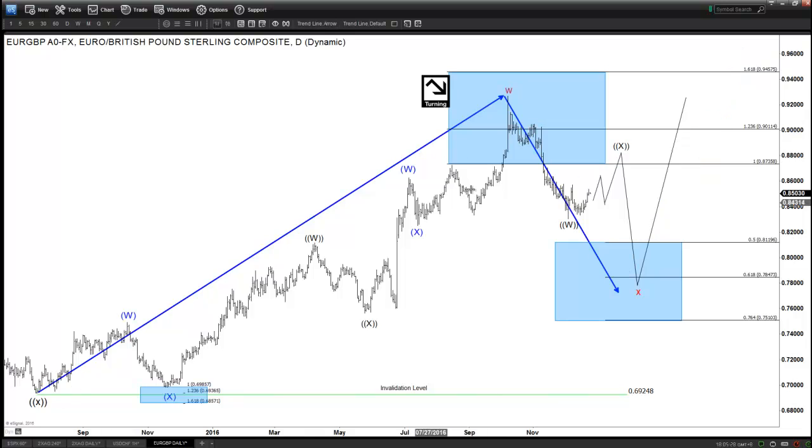So the first swing or the first leg is done, and then you do not need to look at the internal here, but that's how you should interpret the chart. And you have one big leg, and then now it's correcting this entire rally with an X pullback before the next leg higher.